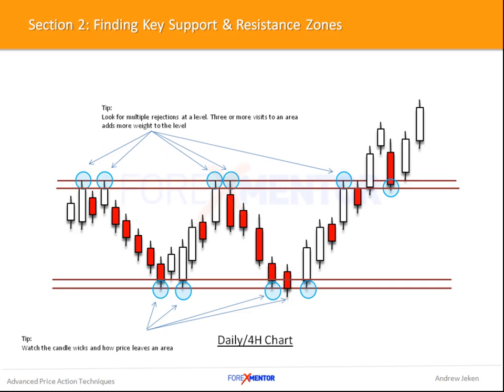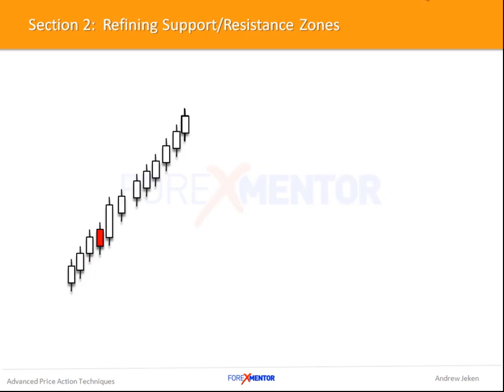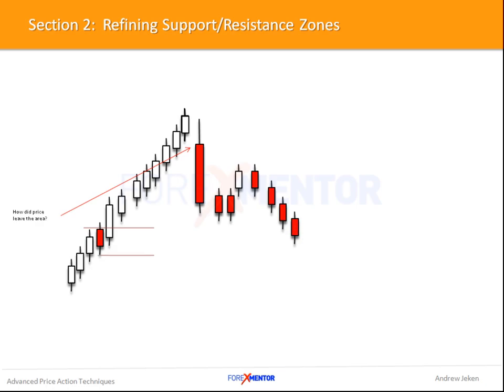We also want to watch the candle wicks and how price leaves an area. So let's talk a little bit about refining support and resistance levels or zones. What you want to look for is how price leaves an area. Was it a slow, sluggish move away or an aggressive move away? Also, pay attention to where price is leaving a level and the last candle before it leaves the level.